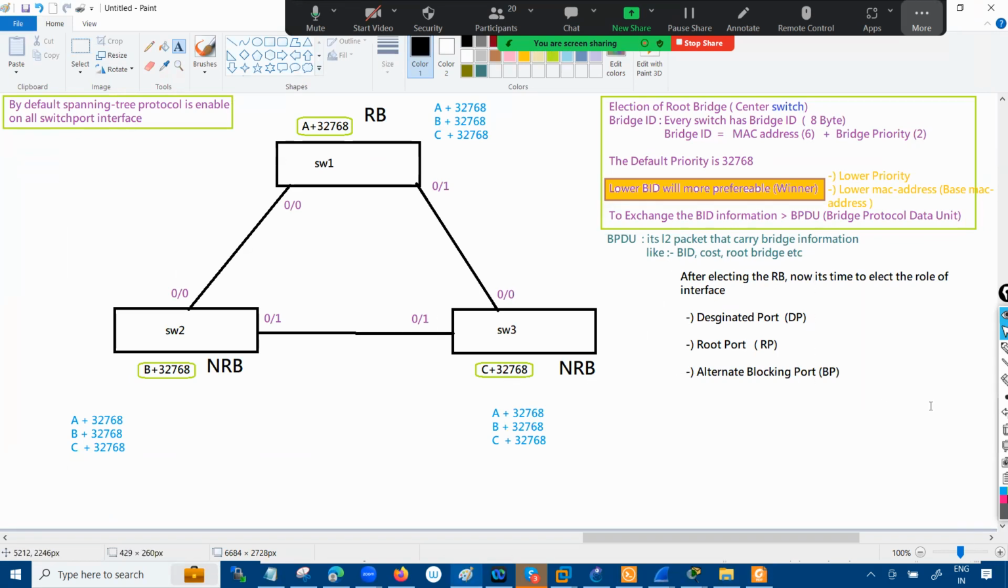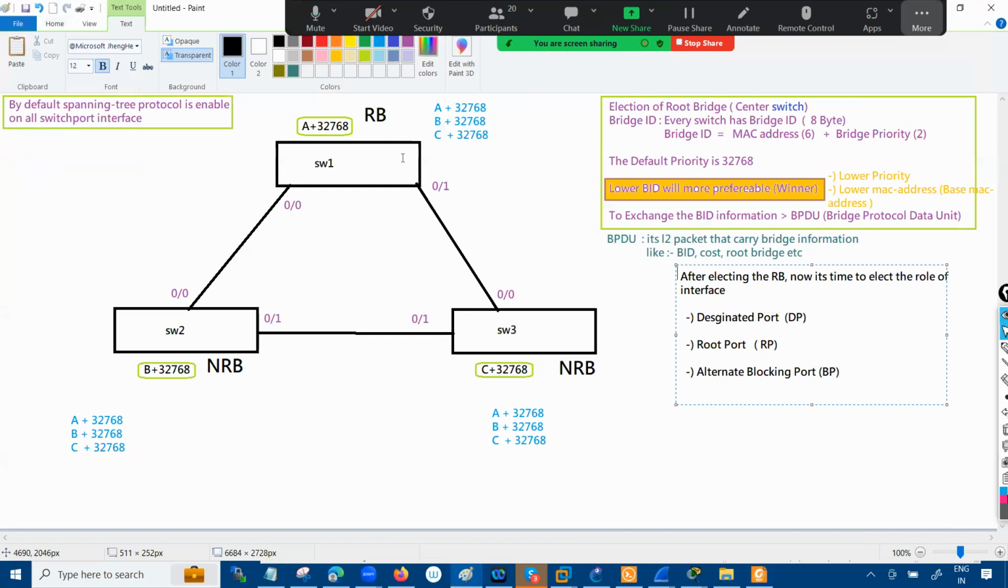Before we discuss this part, because we have done with the root bridge election, the lower bridge ID will go with the root bridge, and all the other switches will become non-root bridges. Now, before going to the election of the root port and interface ports, every interface has some cost value, and this is very important.